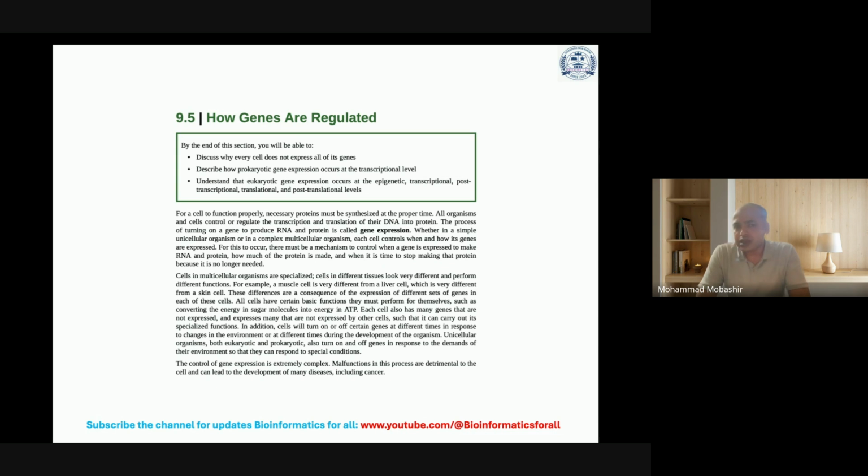Whether in a simple unicellular organism or in a complex multicellular organism, each cell controls when and how its genes are expressed. For this to occur, there must be a mechanism to control when a gene is expressed to make RNA and protein, how much protein is made, and when it is time to stop making the protein because it is no longer needed. So, cells in multicellular organisms are well defined and specialized. Cells in different tissues look very different and perform different functions.